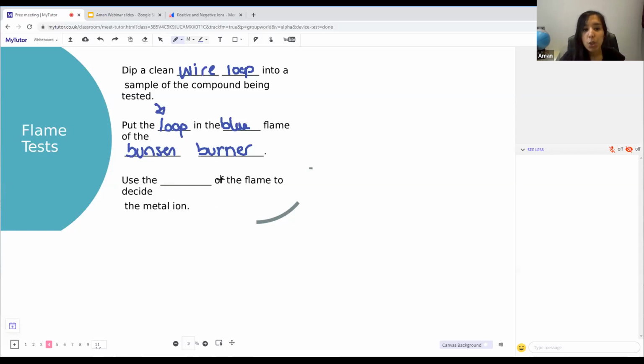Okay, use the colour of the flame to decide the metal ion. So we're trying to tell if lithium is in our sample. So how would we tell from the colour? Excellent, yep.